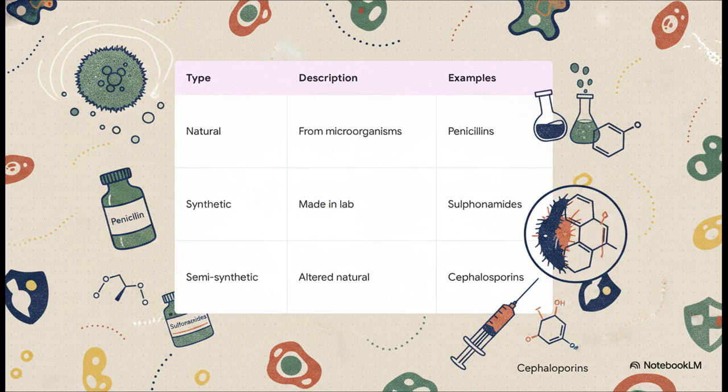Finally, we have the semi-synthetic agents. This is where we take a natural molecule and heavily modify it in the lab to make it better. Maybe we broaden its spectrum or we make it resistant to the enzymes that bacteria use to fight back. Cephalosporins and methicillin are classic examples here.